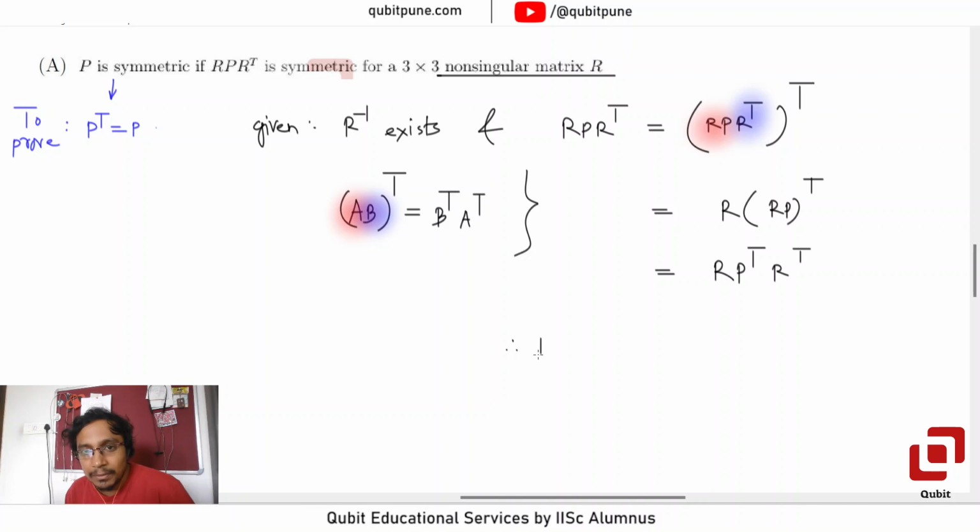So what have we got now? RPR transposed equals R P transposed R transposed. Now we would make use of the fact that R inverse exists. Pre-multiply by R inverse and post-multiply by R transposed inverse.